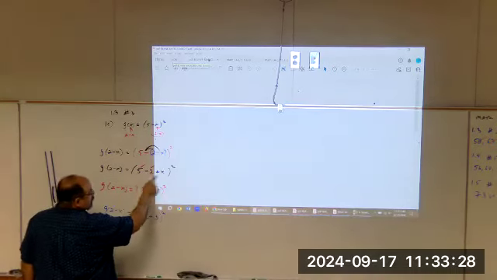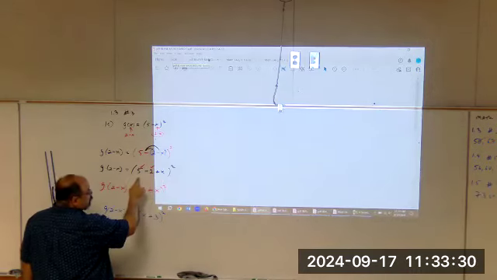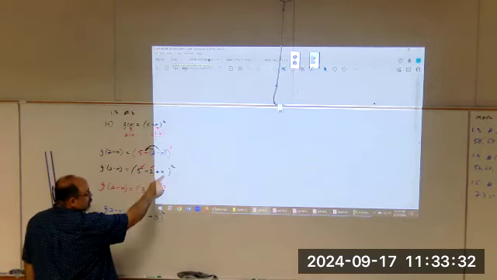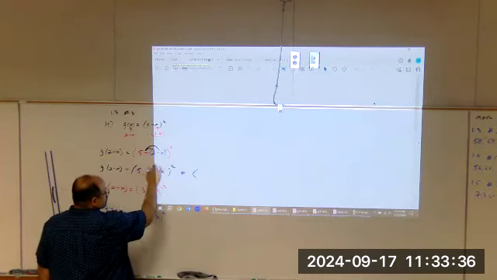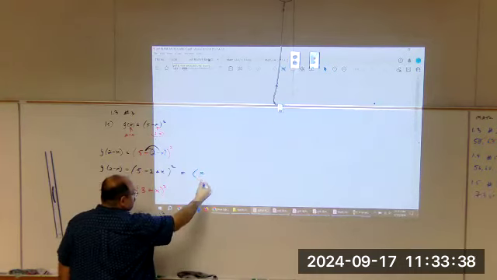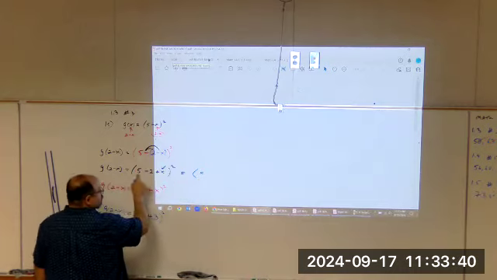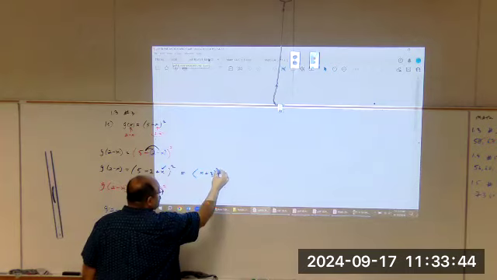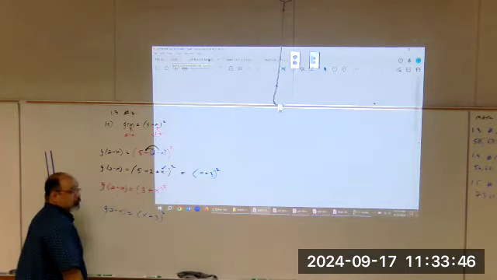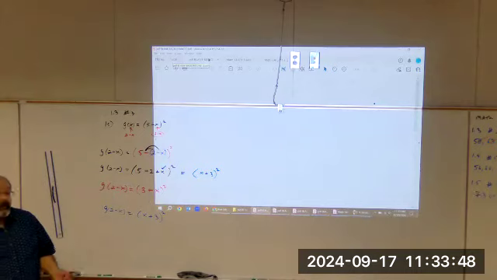Or when you go back to this step right here, you first should gather all your variables together. So this is equal to all the x's. There's only one term with an x in it. And then gather up all the constants. A 5 and a minus 2 is a positive 3. And then square it. So either way, you still have to simplify what's inside.